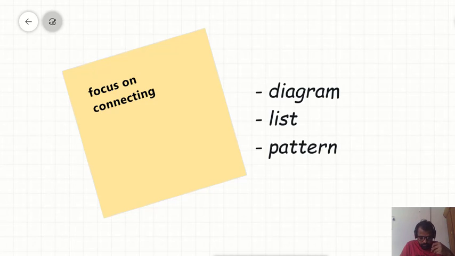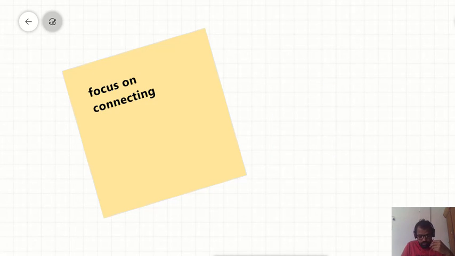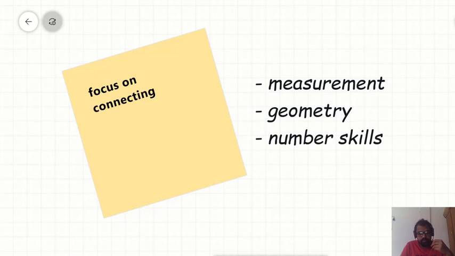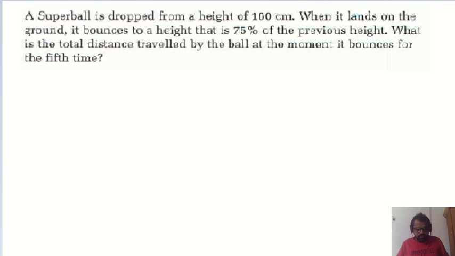You can also use other strategies such as making an organized list or looking for a pattern. Often in solving problems, you need to make connections among different areas of mathematics, for example, to find the amount of paint needed. You would use measurement, geometry, and number skills. Let's investigate a problem. A super ball is dropped from a height of 100 cm.